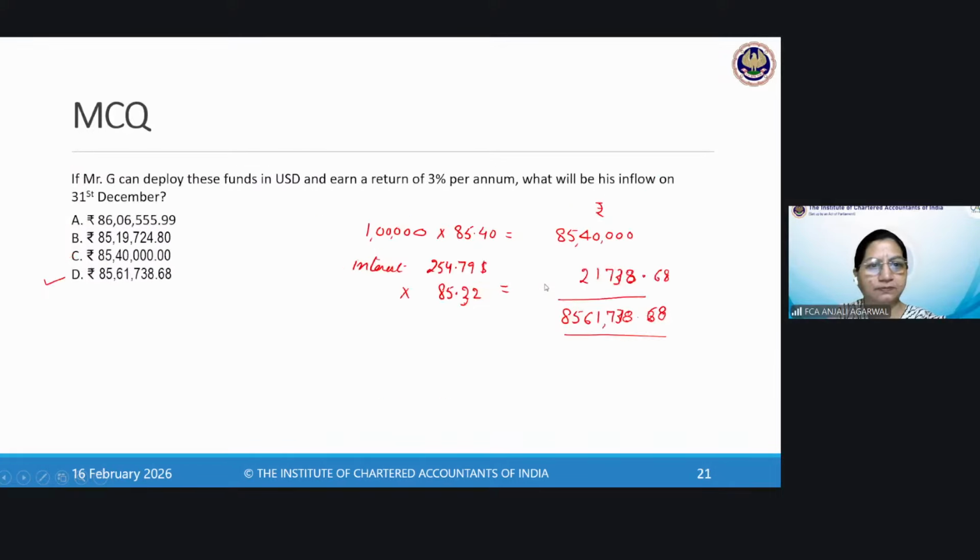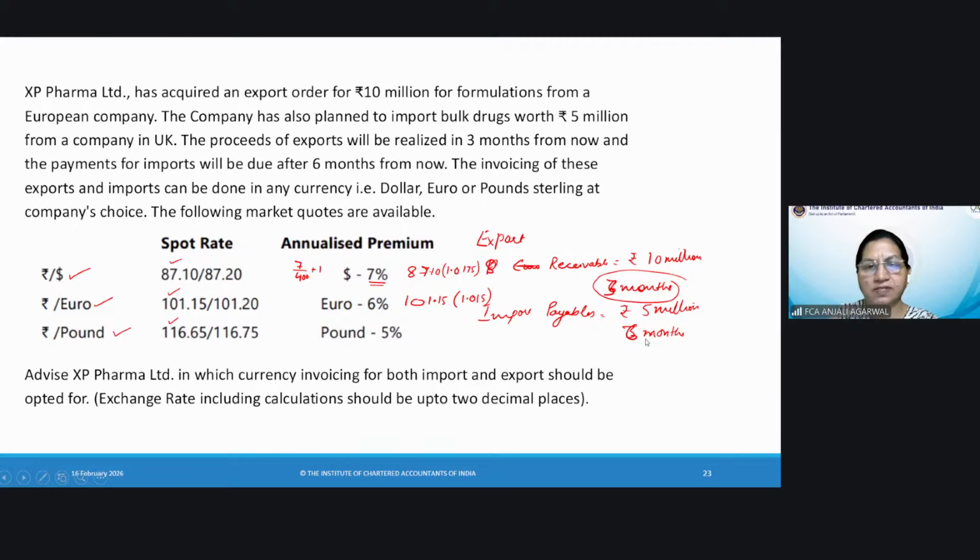Then this was one question where you have imports and exports. Exports are after 3 months and imports are after 6 months. So for exports, the bid rate 87.10101 will be applicable. Convert it into an invoice in dollar, euro, pound using these rates, and then convert it again into rupee using the forward rate with these interest rates.